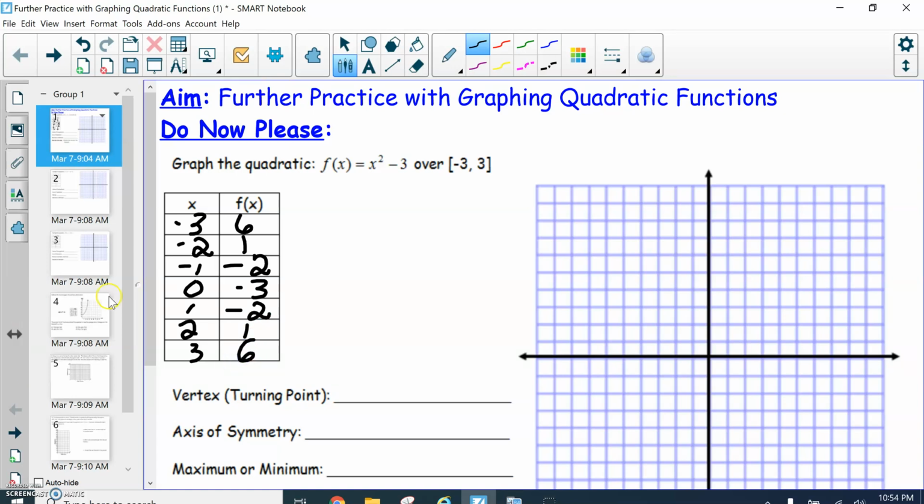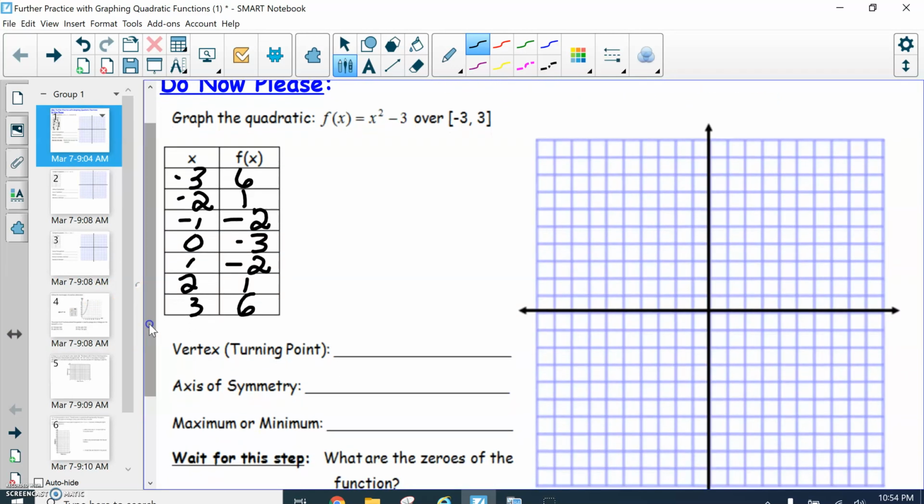Okay. So then they want us to graph it and answer a couple of questions. So we got -3, 6, -2, 1, -1, -2, and bear with me because I'm graphing on the smartboard on my computer. -1, -2, 0, -3, 1, -2, 2, 1, and 3, 6.